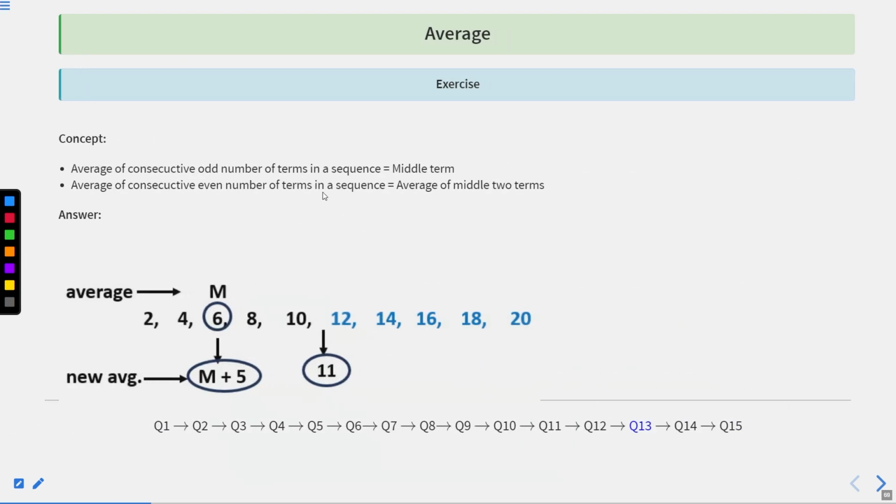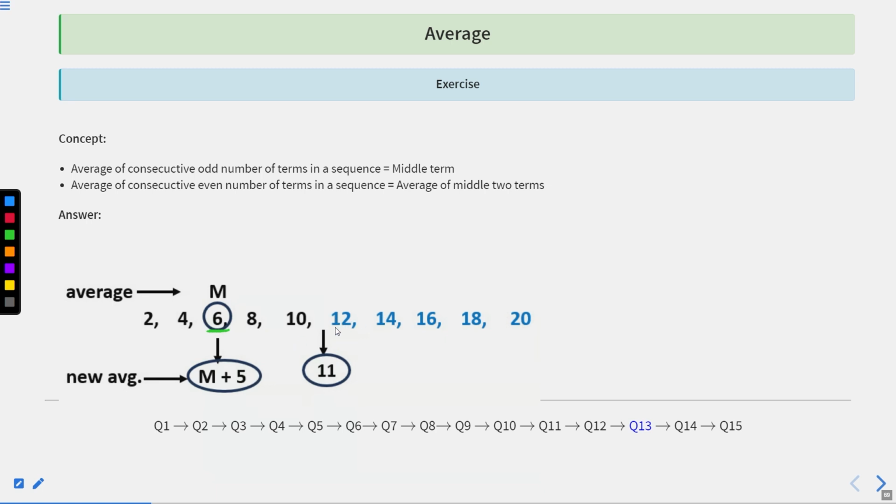So the average of consecutive odd number of terms in a sequence is the middle term, that we have already seen. And the average of consecutive even number of terms in a sequence is equal to the average of the middle two terms. Okay. So 2, 4, 6, 8, 10. So the middle term here is 6. Correct? So the new average will be M plus 5.